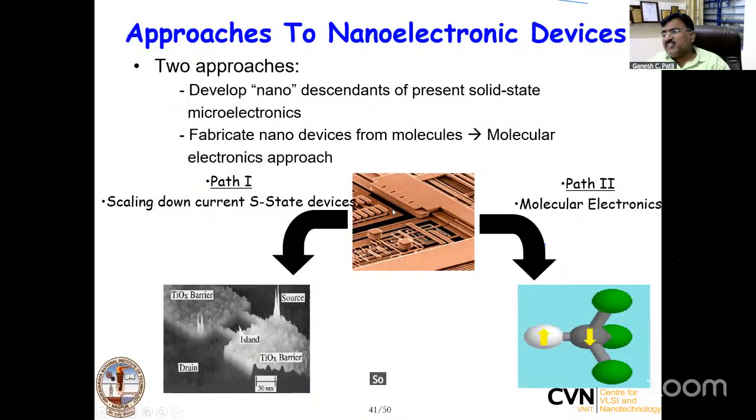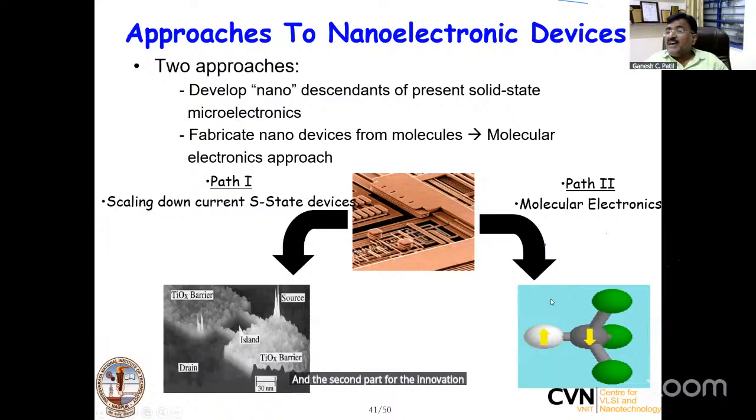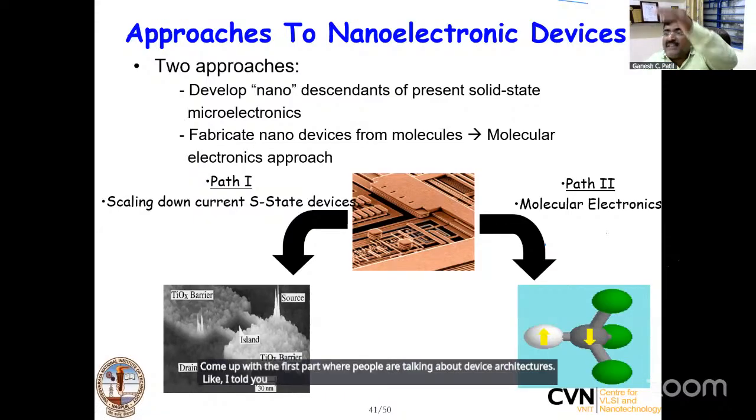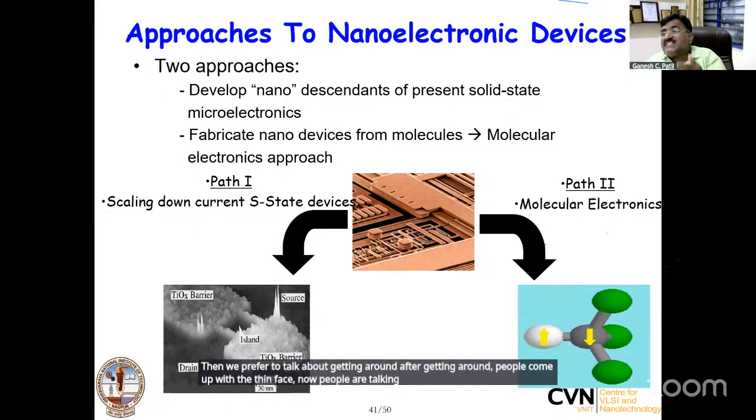So the approaches for nanoelectronic devices: the first path, as we have already seen, was solid state devices, and the second path for innovation is molecular electronics. In the first path, people are talking about device architectures. Like I told you, there were bulk FETs, bulk planar, then double gate came, then tri-gate, then quad gate came. Then people talked about gate all around. After gate all around, people came up with FinFETs. Now people are talking about nanosheet transistors. So that was at the solid state device level.